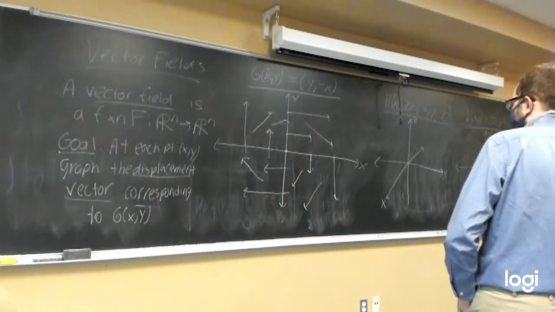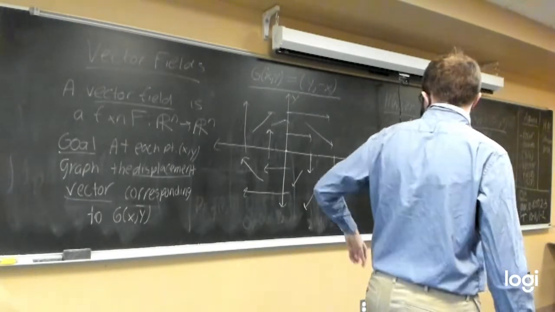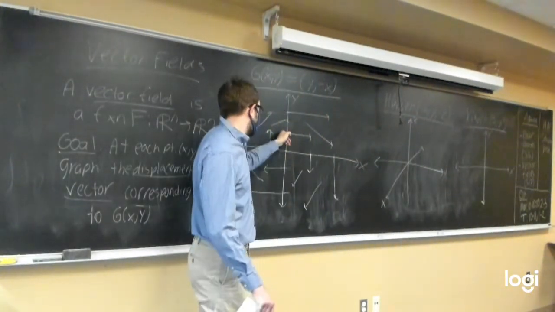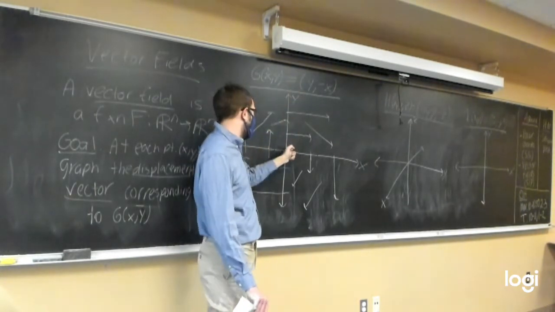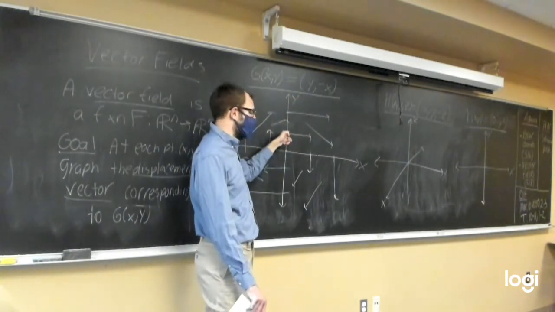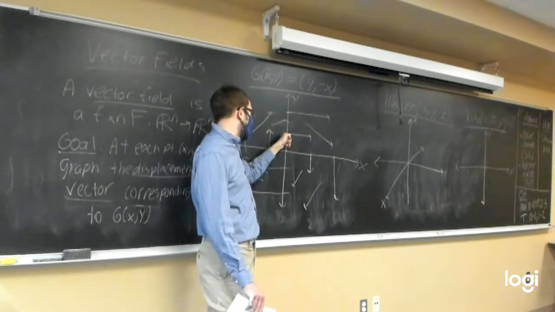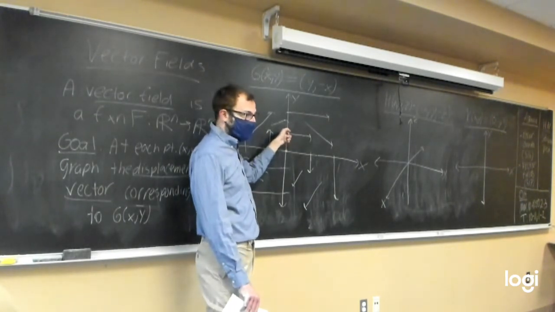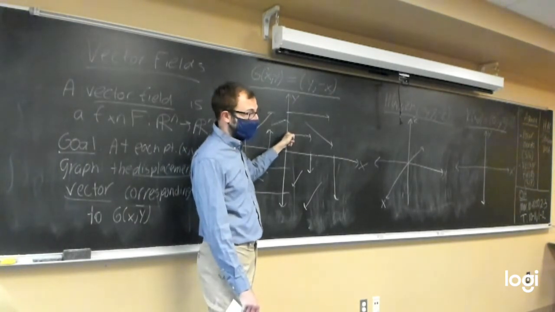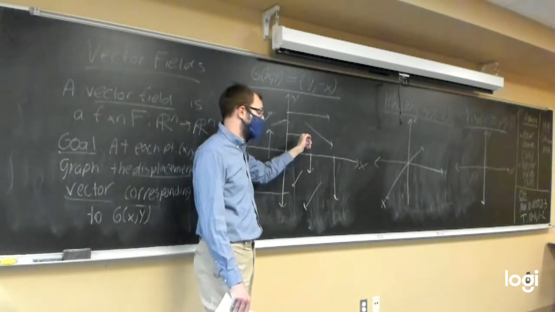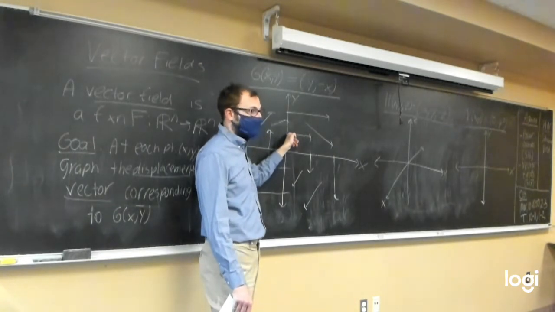So like here, for instance, when we took 0, 1, we plugged 0, 1 into here and got 1, comma 0. What that meant is we went to the point 0, 1 and then had an arrow that looked the same as the position vector 1, 0, just starting here instead. So it would point 1 unit to the right, starting at 0, 1.